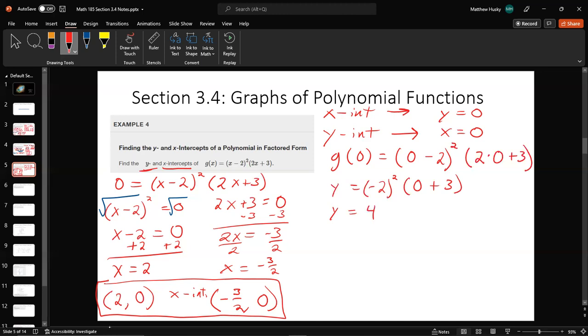If you're doing this in the calculator, make sure that you include the parentheses. If you leave off the parentheses, the calculator will lead you astray. That's going to be 4 times 3, meaning that y is going to equal 12. So then this is the y-intercept, which means we will have the point (0, 12) as the y-intercept of the graph.